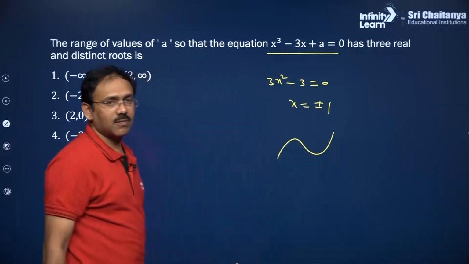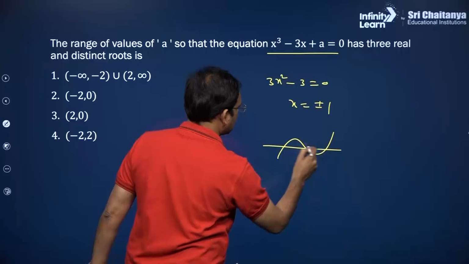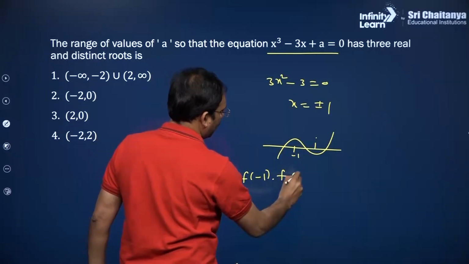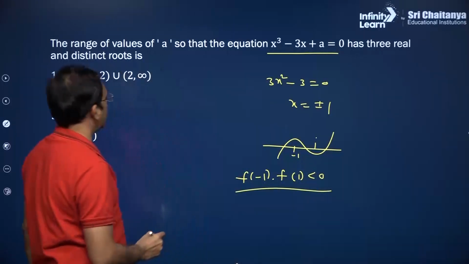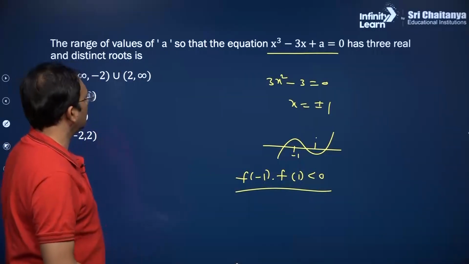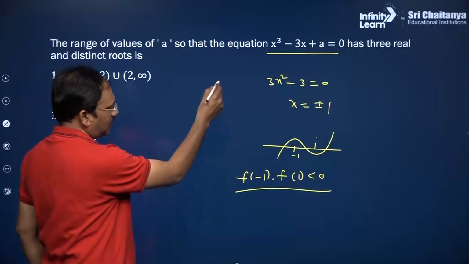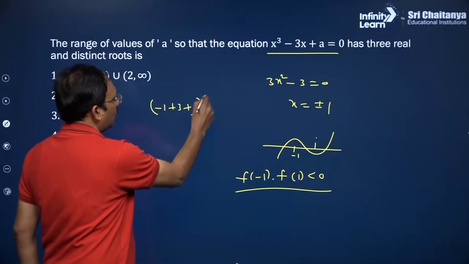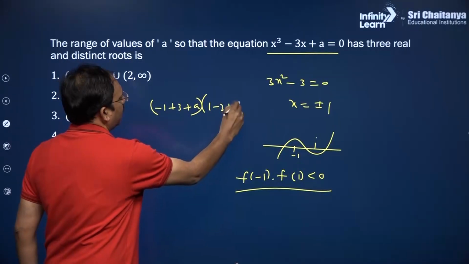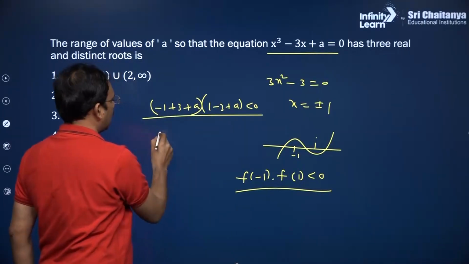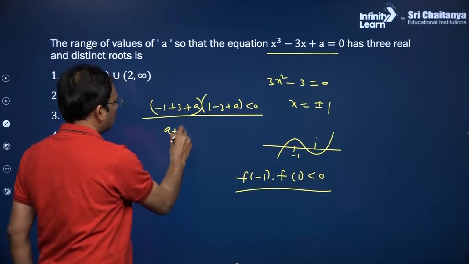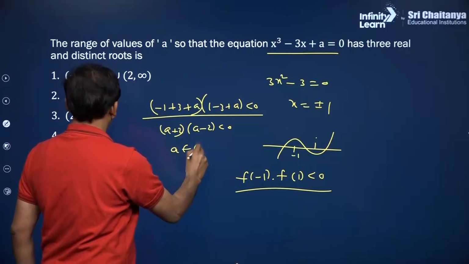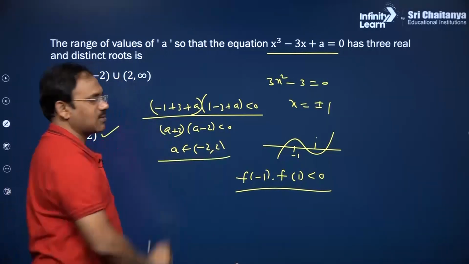A cubic equation must have 3 distinct real roots. Here we take minus 1 and 1; if f of minus 1 into f of 1 is negative, my dear friends, you are going to get 3 distinct real roots. f of minus 1 is minus 1 plus 3 plus a, and f of 1 is 1 minus 3 plus a. The product must be negative, that is what you have to get. This is (a plus 2) into (a minus 2) must be negative, so a belongs to minus 2 to 2. That is all, this is the answer.